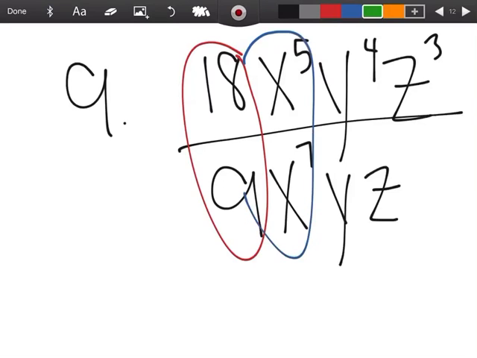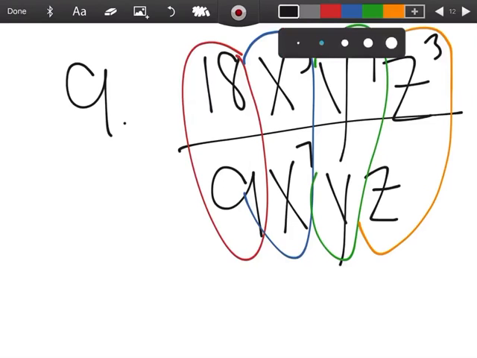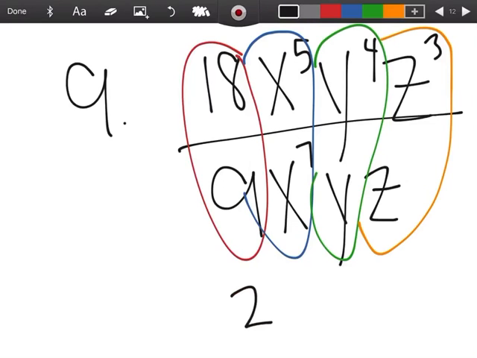I would look at 18, I would look at x's, I would look at y's, and I would look at z's, and I would treat them all separate. 18 divided by 9 is 2.